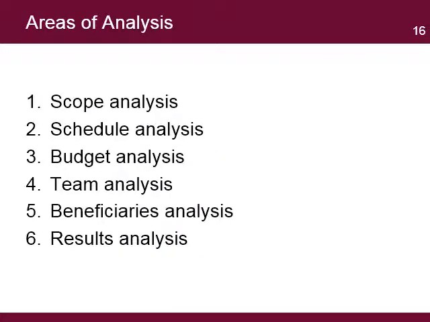Each of the core areas of project performance has a baseline and specific targets. The project manager can use the analysis technique of comparing actual performance against targets for scope, schedule, budget, the team, beneficiaries, and results. The project manager can add additional areas to the analysis depending on the type of information available. This can include risks, quality, inventory analysis, procurement, and security.